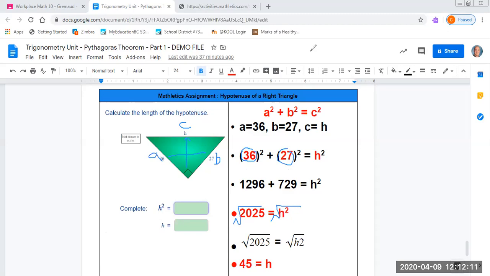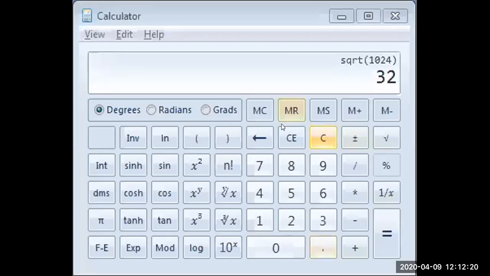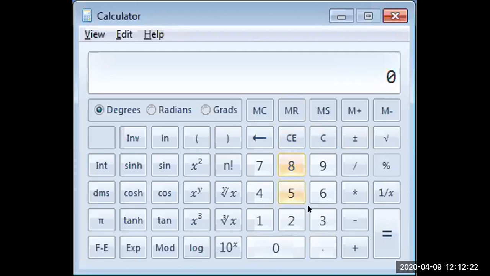So let me run that through with you, using the calculator one more time. Just watch how I can do this as well. I could actually go 36 squared and then plus 27 squared to get that 2025. And then I can take the square root there and get that 45 figure.